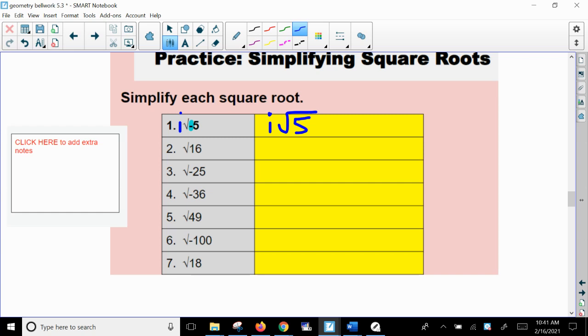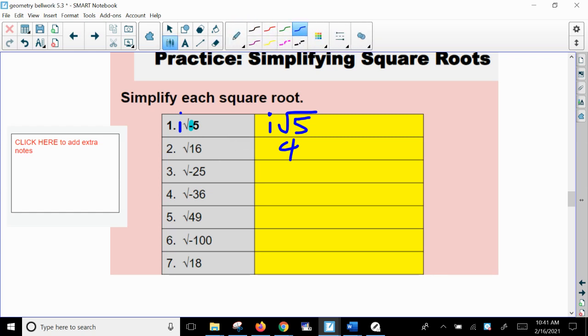Number 2, the square root of 16. So there is no negative, so we do not need an i for number 2. But the square root of 16, remember, that equals 4 because 4 times 4 gives you 16. Okay, square root of 16, that's the same thing as saying square root of 4 squared. Remember, the opposite of squared is square root. Oopsie. Let me just erase that.